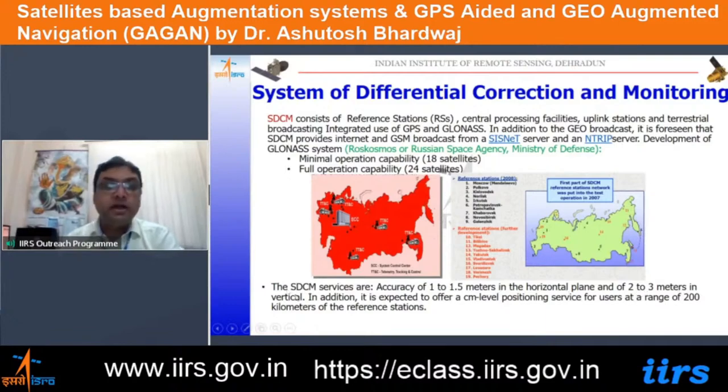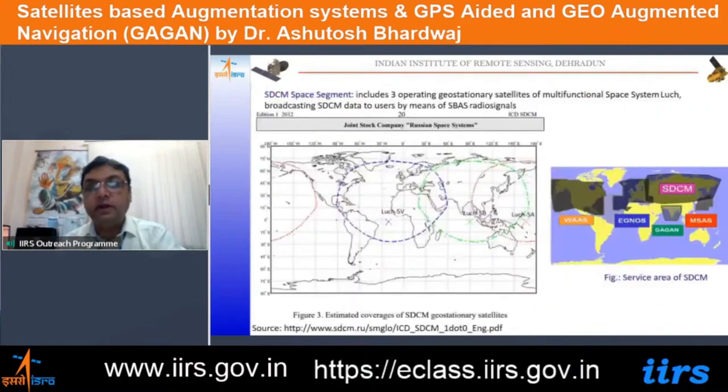2 to 3 meter of accuracy in the vertical height. So they also maintain the SDCM system like this. And in addition, they are attempting to provide centimeter level positional service to the users within the range of 200 km from the reference stations. As we are moving away from the reference stations, there is a deterioration in the accuracy. However, they are using the GNSS technology combined with the SBAS technology using the reference stations, and they are attempting to provide centimeter level accuracy for the different users.